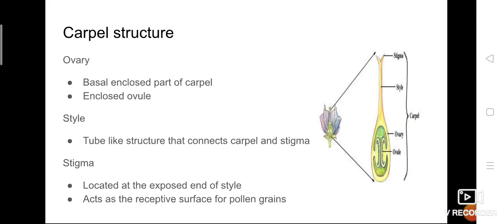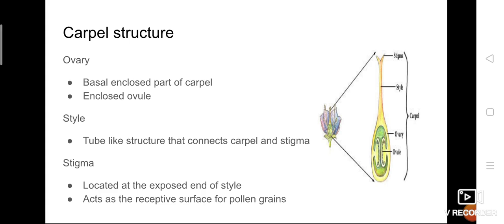Okay, so now let us discuss the distinct parts of the carpel, otherwise called the pistil. As I said, the ovary is the basal enclosed part of the carpel. Basal means bottom. If you look at the entire carpel picture given on the side, the bottom part is quite swollen. It is a somewhat spherical structure. This portion is called the ovary.